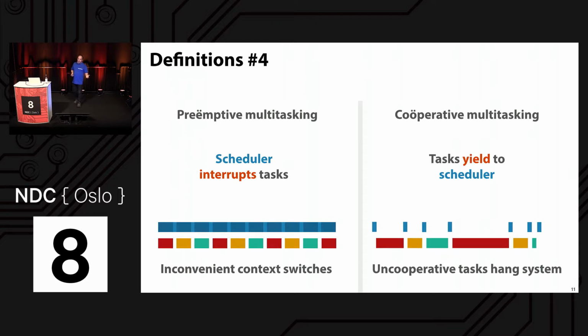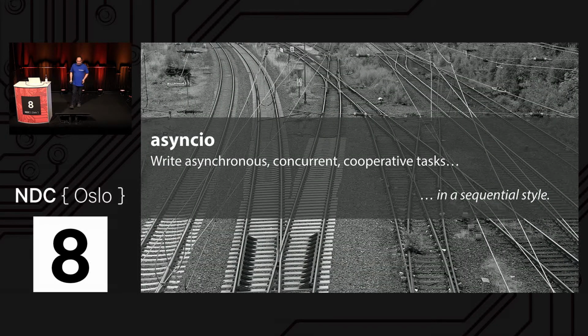So with async I/O and coroutines, we're very much on the cooperative multitasking side of the equation here. So the promise of async I/O and coroutines in Python is that they allow us to write asynchronous, concurrent, cooperative tasks in a sequential style, which is great because it means the reasoning about how these things are working becomes much more straightforward, because we're essentially thinking about synchronous programs again, which is what we've been doing for years. But at the same time, we get some of the performance advantages of not having to wait on high latency input-output.